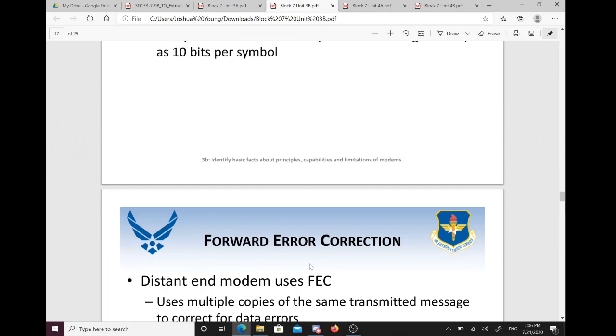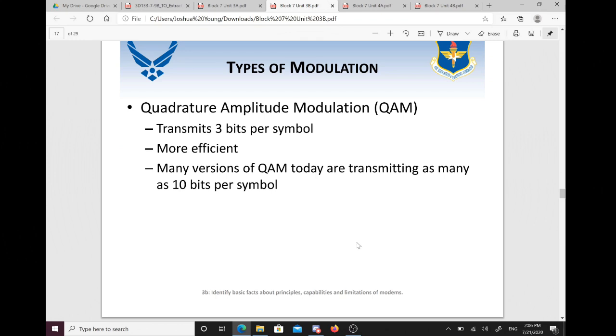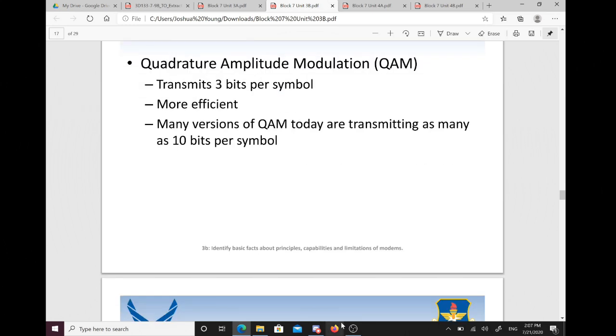Does anybody have any questions on the different types of modulation before we proceed to forward error correction? No, sir. Trying to check the classroom chat as well on my phone. Actually typing anything. If everybody has mics.